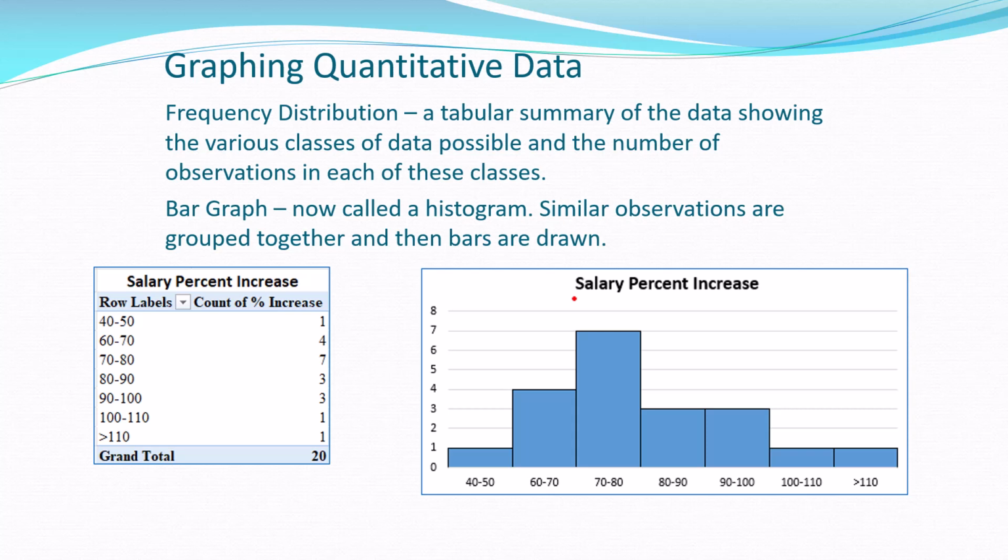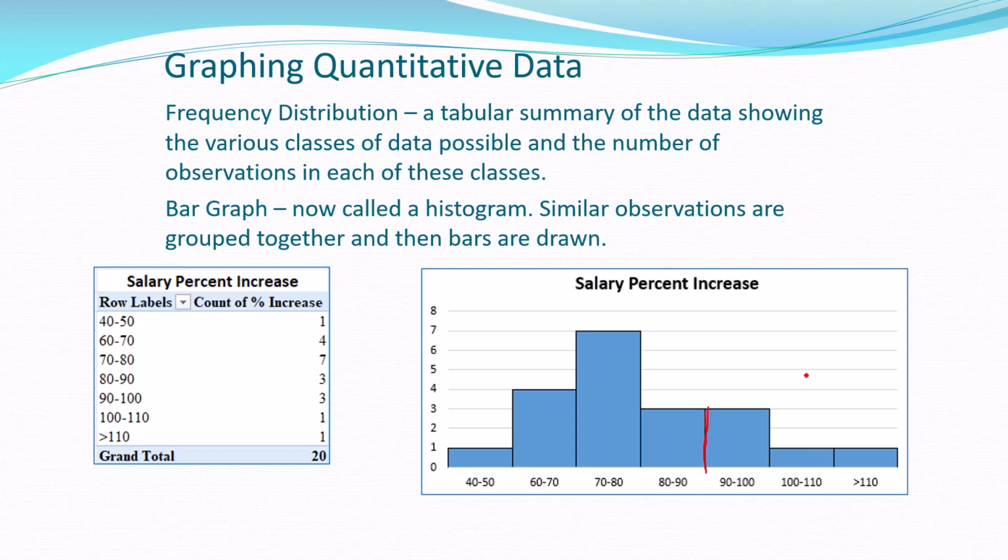Now, one of the things you can't tell when you're looking at this graph: what if one of the degrees had exactly a 90% increase in salary? Which bar would they be in? And here's an interesting truth when it comes to bar graphs: you can't tell. You can't tell unless you go back to the actual data itself and take a look at the individual values.